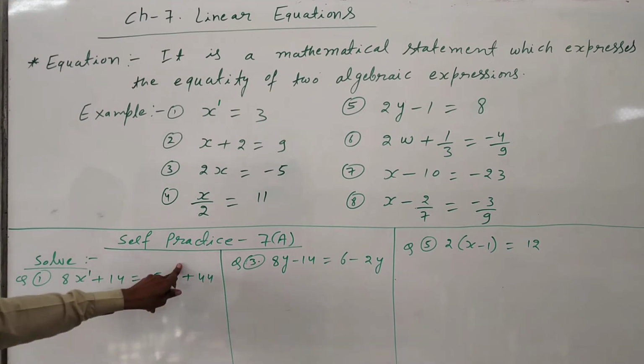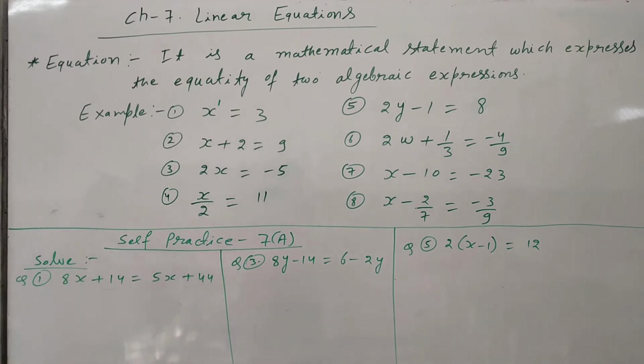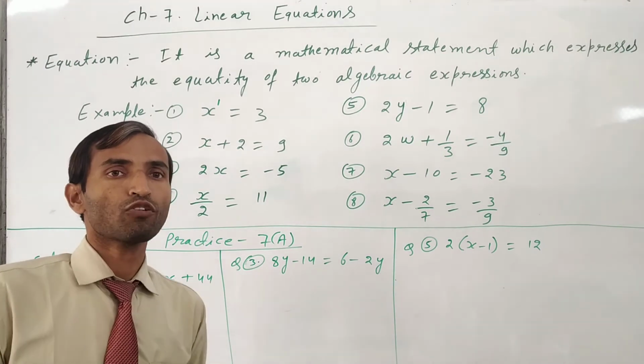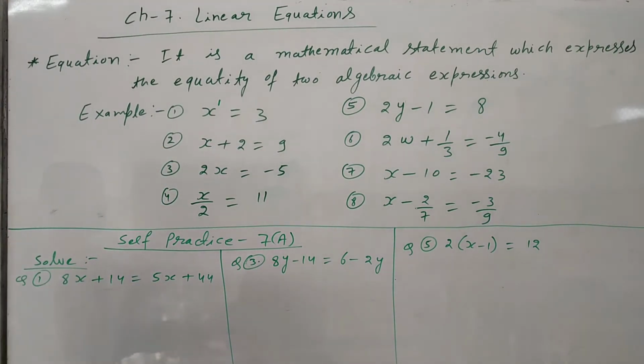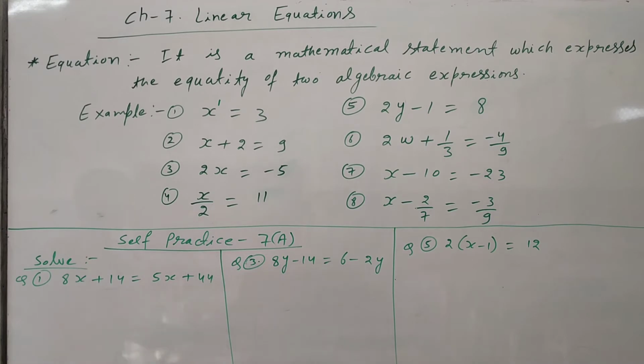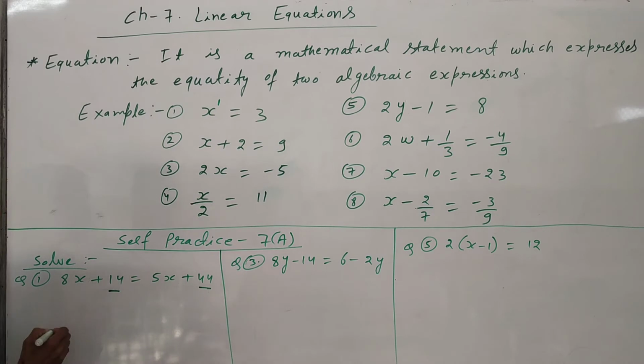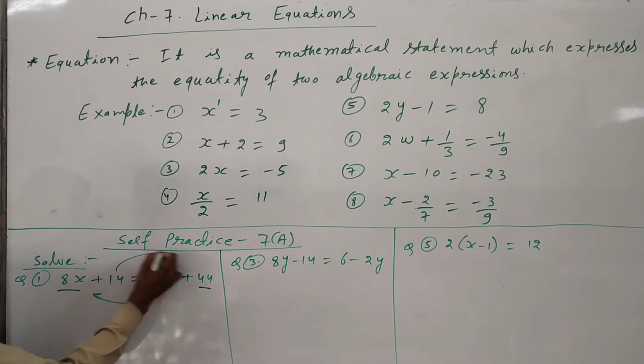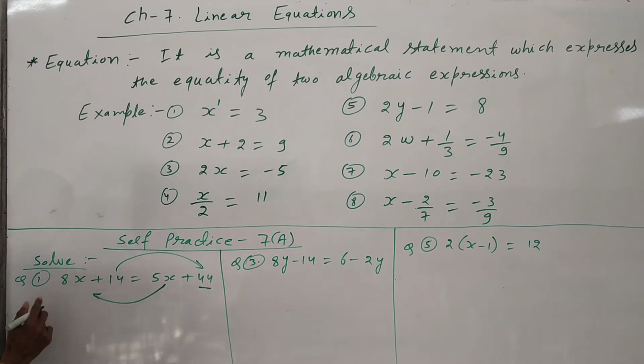Now we have to solve. For the solution we have to use the transposition method. Transposition method means we have to transpose some value from LHS to RHS or RHS to LHS, like that. It means we have to separate variable and constant. These two are called constant terms and these two are called variable terms. This variable will shift to this side and this 14 will go to that side. So this 5x will come this side and this 14 will go that side. Now we will transpose here.